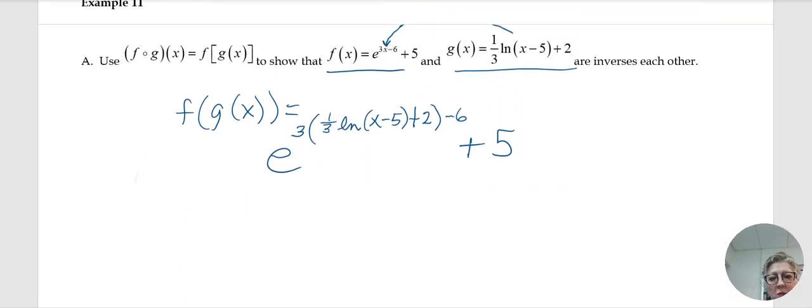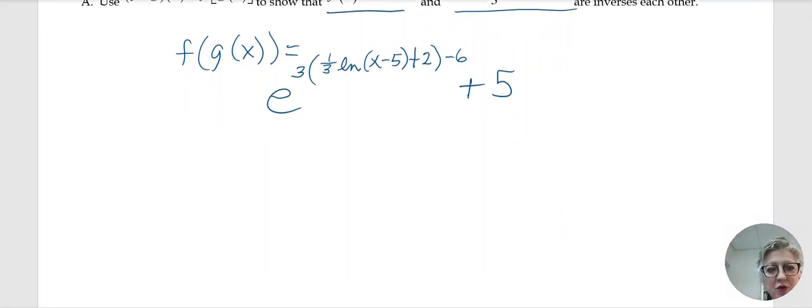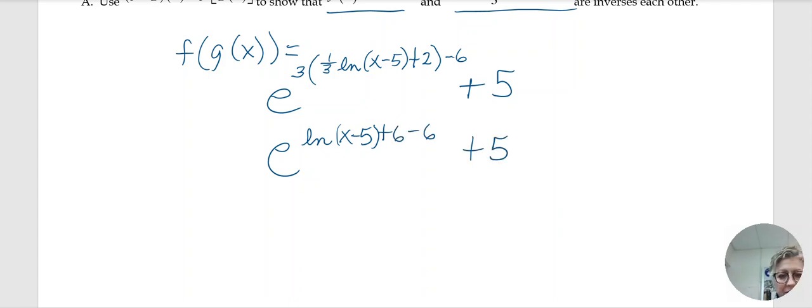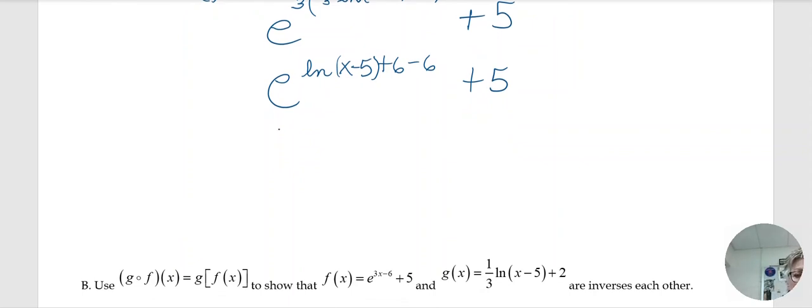But in the end, what we're hoping for is that it equals x, because that's our first step to proving that these two functions are inverses of each other. All right, so let's just start this simplification process. 3 times a third, that's just going to be 1. And then I got to multiply the 3 times, so that's going to be e to the natural log of x minus 5. And then the 3 times 2, that's plus 6. And then I got my minus 6 plus 5. All right. So that is e to the natural log of x minus 5 plus 5.